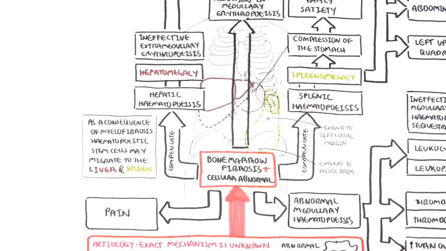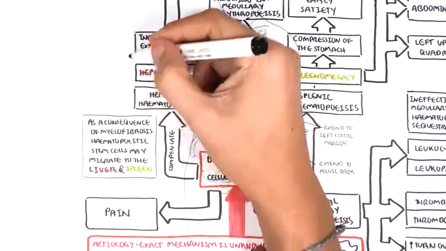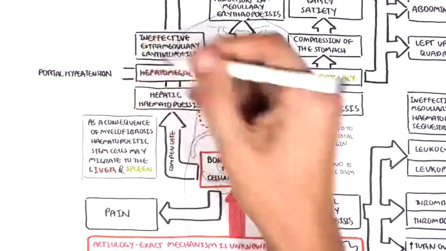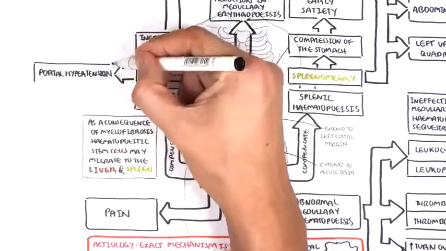Let's go to the other side now and talk about the liver. Hepatomegaly. Remember, hepatomegaly is a common feature in myelofibrosis, a result of extramedullary hematopoiesis. With an enlarged liver, there can be portal hypertension.